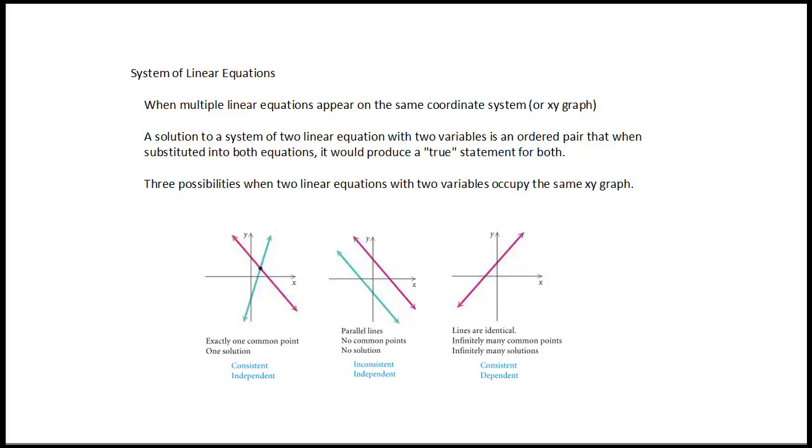The 2 lines will intersect at one common point, which means it has one solution. The 2 lines could be parallel, which means it has no common points or no solutions. Or the 2 lines could be identical, which means it has infinitely many points and infinitely many solutions.